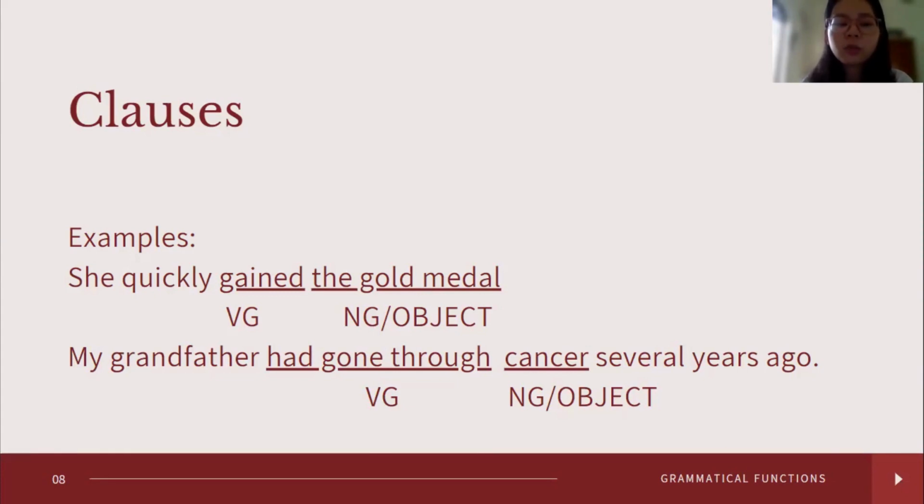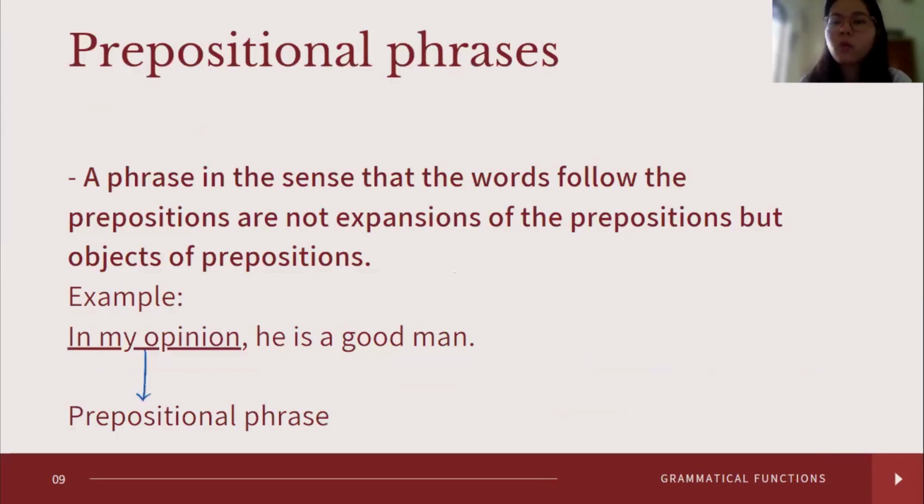The second example: my grandfather had gone through the cancer several years ago. Had gone through is the verb group, and cancer is a noun group or object. Next, we have what is a prepositional phrase. In a prepositional phrase, the words that follow the preposition are not expansions of the preposition, but objects of the preposition. We have the example here.